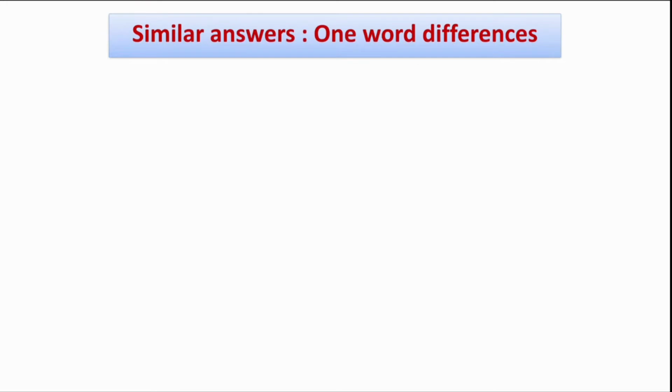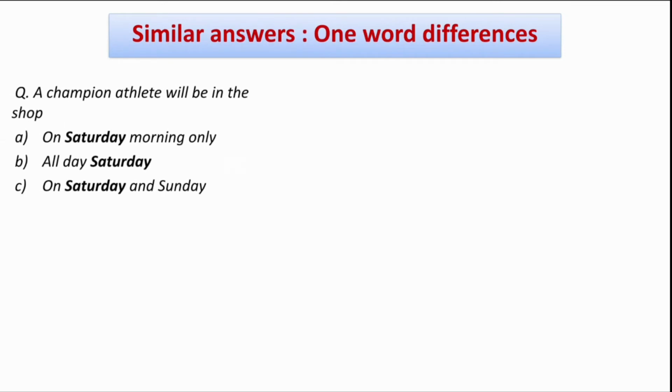Next are the similar answers with one word difference. Here you will see that there will be one word which will be common in all the options, and you need to focus on what the speaker is saying. So the common word will not be your keyword, and the rest of the words you have to emphasize on. For example, here the question is given, a champion athlete will be in the shop. So champion athlete and shop are your main keywords.